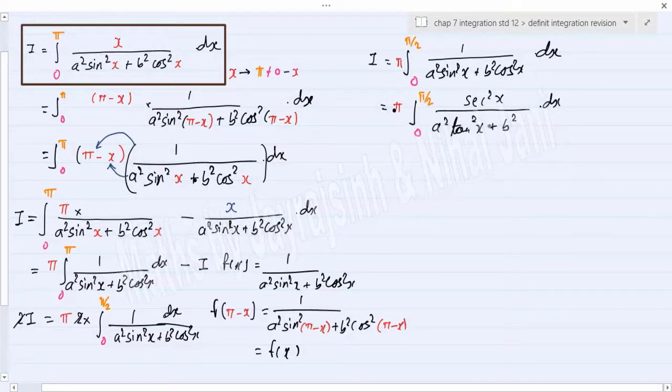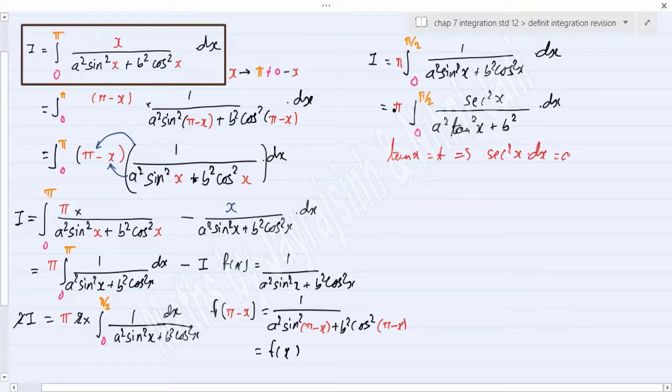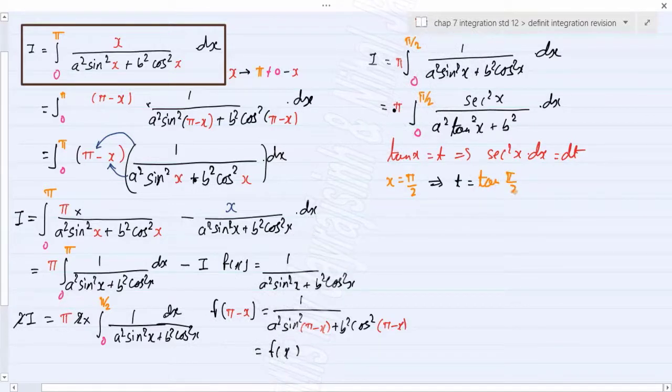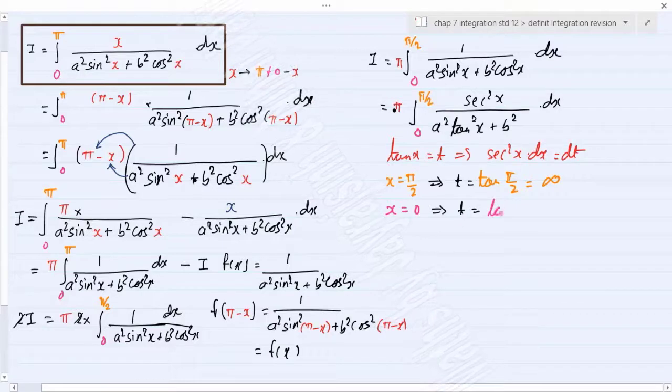Now, to integrate this term, let's assume tan x is equal to t. So we will get sec square x dx is equal to dt. And let's change the limit. When x is equal to pi by 2, your t will be tan pi by 2, or we can say infinity. And your lower limit is x equal to 0, then t will be tan 0, or we can say 0.